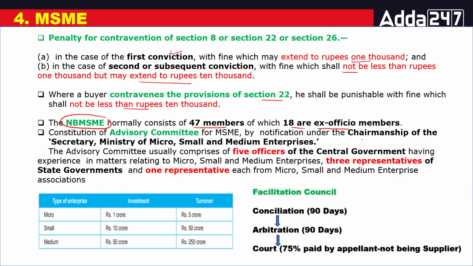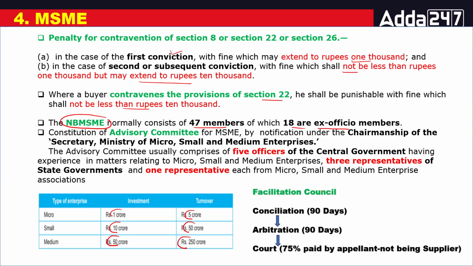Advisory committee: the chairman is the secretary of the Ministry of MSME. For this one, 5 officers will be there, 3 representatives of state government and 1 representative of micro, small, medium enterprise. This is very important. For micro, investment is up to 1 crore, turnover is up to 5 crore. Small, investment up to 10 crore, turnover up to 50 crore. Medium, investment up to 50 crore, turnover up to 250 crore.